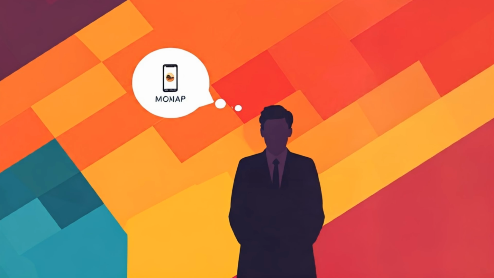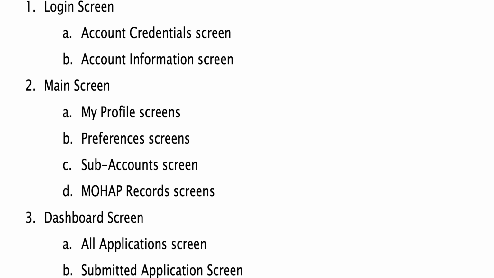So basically, I'm going to help you understand the basics of the portal, right? When you click the given website, it will land on one of the pages. The page mainly comprises the following three screens. The first screen is the login screen. The second is the main screen. And the third is the dashboard screen. Now let's understand each screen.